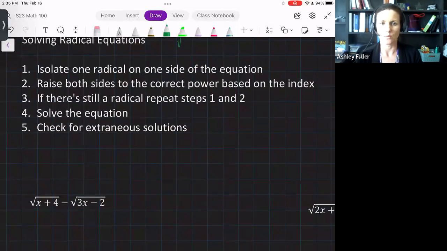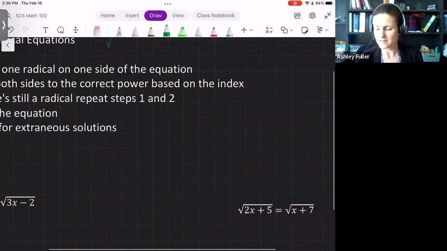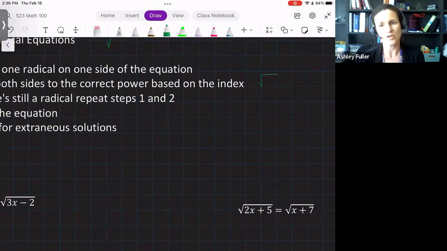First, you need to isolate one radical on one side of the equation. Sometimes there'll be more than one radical. Then you need to raise both sides to the correct power based on the index. And by that we mean the index is 2 for a square root. If we have a cube root, the index is 3. If we have a fourth root, the index is 4, and so on.